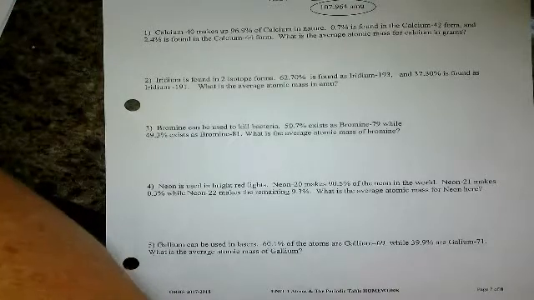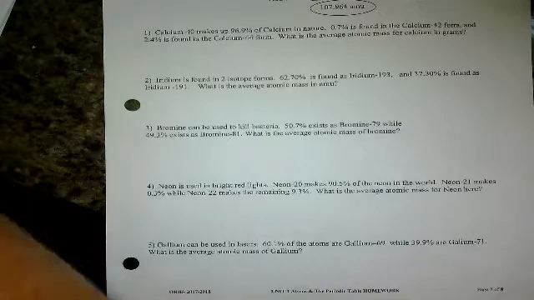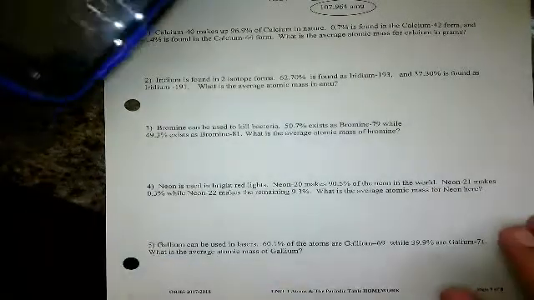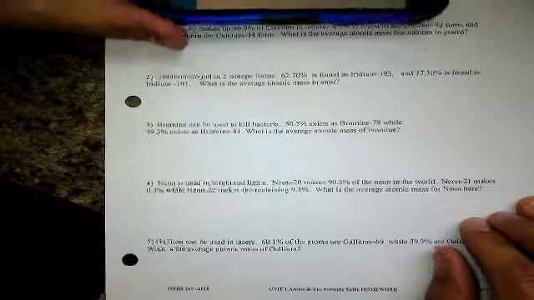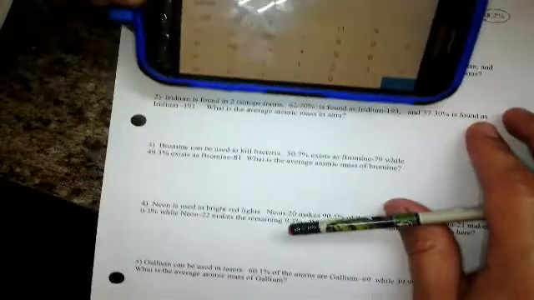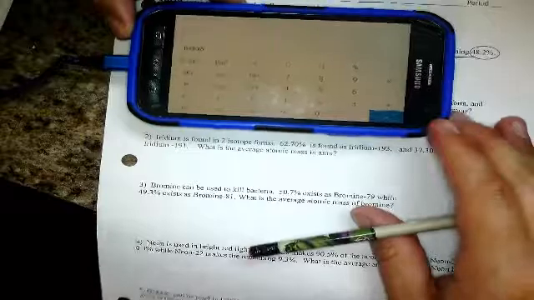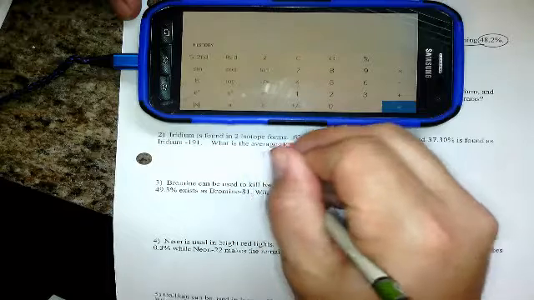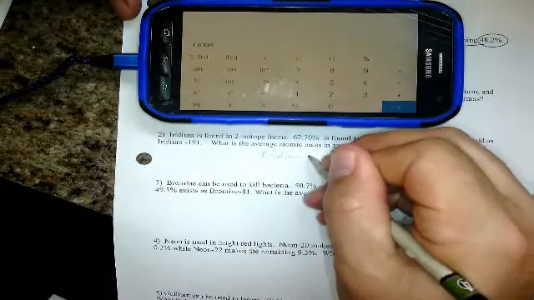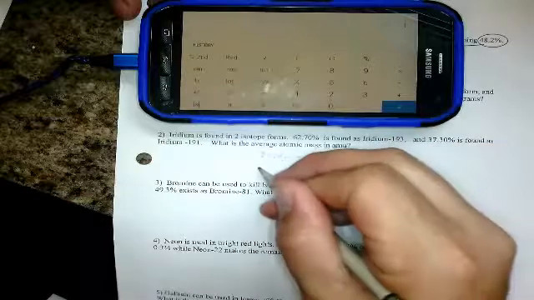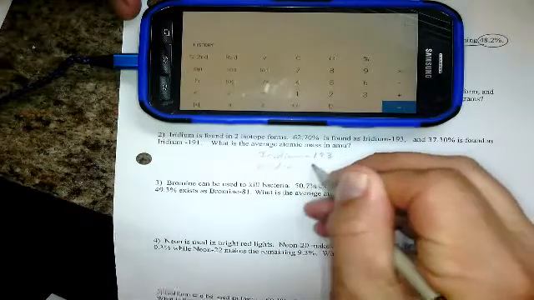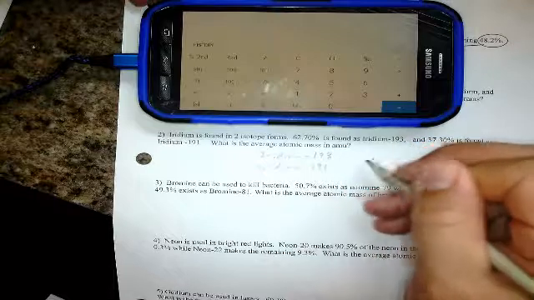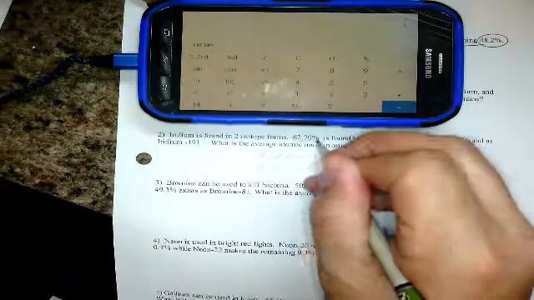And I'm just going to use the calculator on my phone. You don't really have to have one of those fancy ones. Here's my calculator. Turn it sideways. So, first thing you need to do is set it up. To set it up, what I always did is I had iridium 193 and iridium 191. Okay?